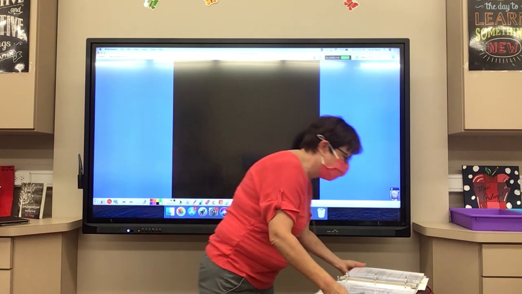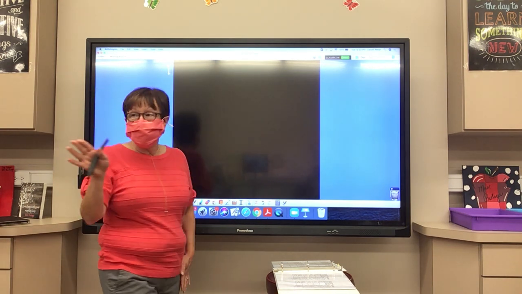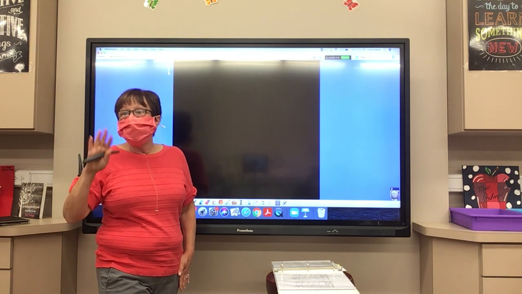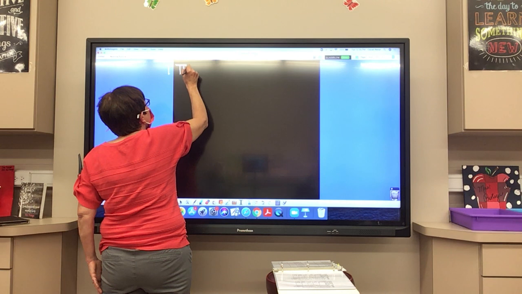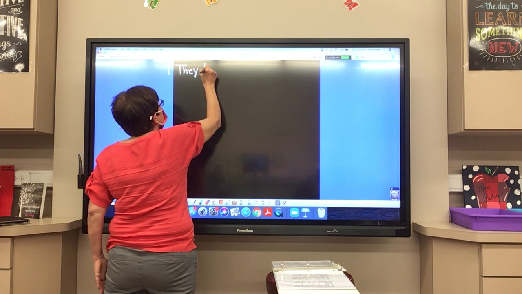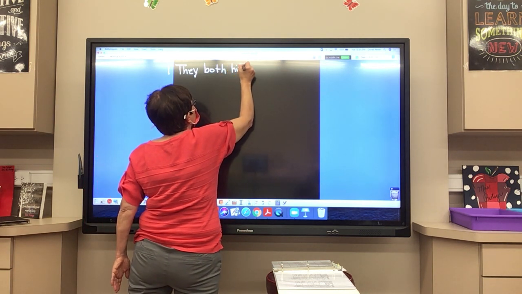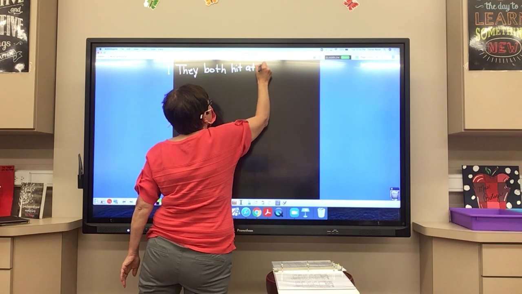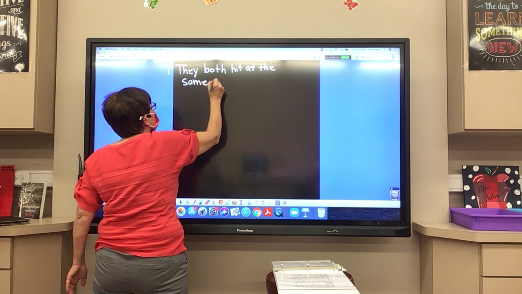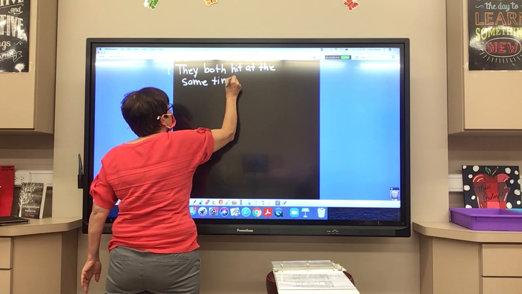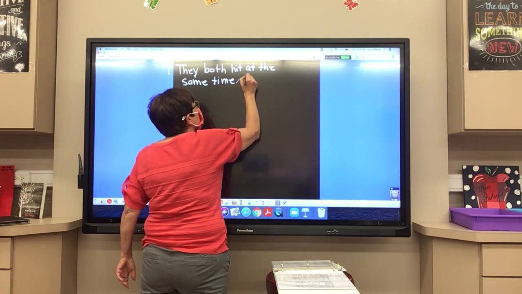So this is what we're going to write. For number one, do not change your prediction, because that is no fair if you change it. So we're going to write, they both hit at the same time, because we remember gravity pulls everything back to Earth. Gravity is the same on both.